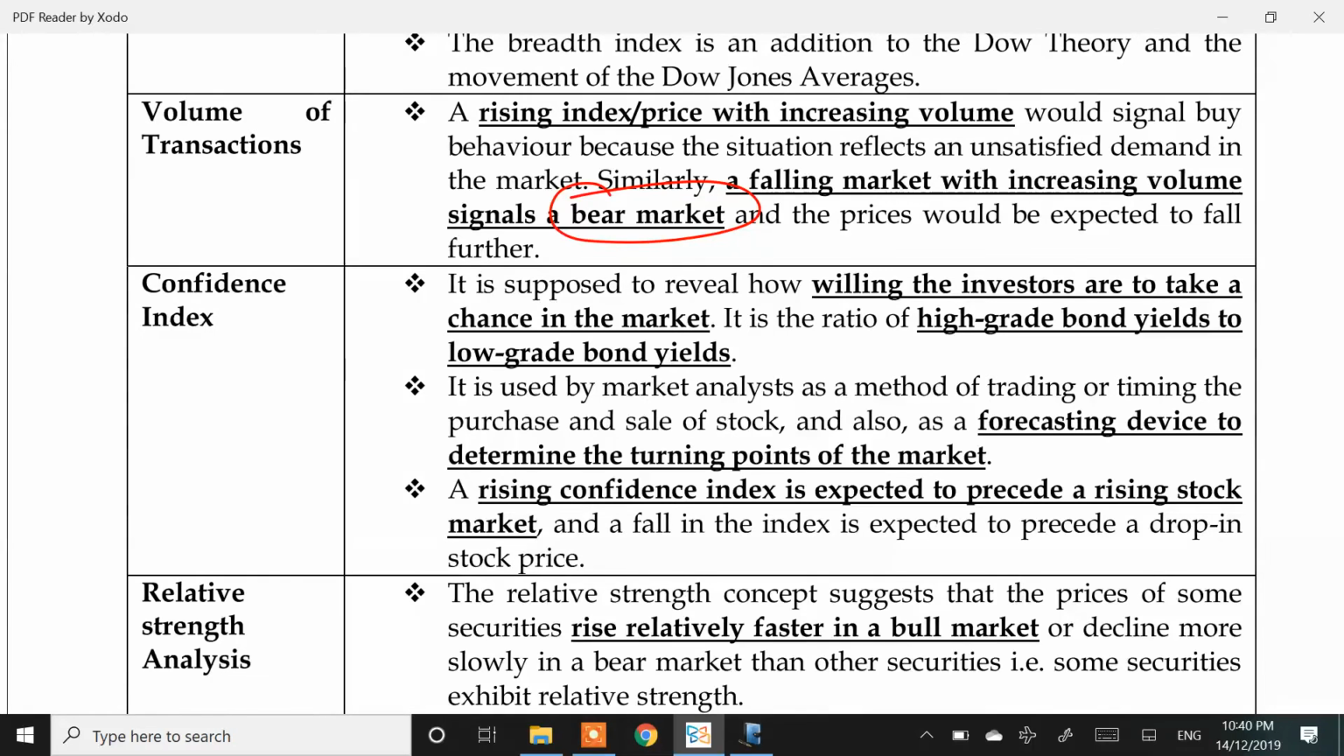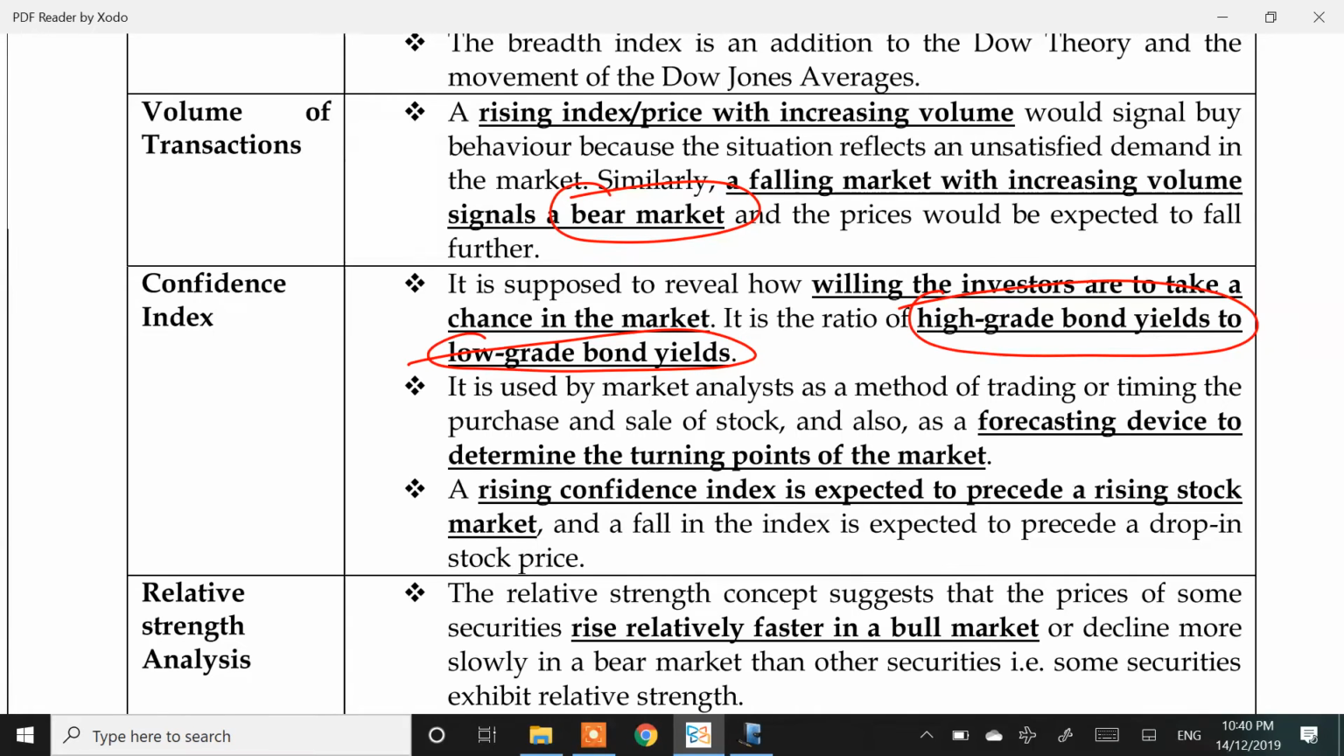This basically indicates how willing people are to take a risk in the market. So you try to calculate a ratio called high grade bond yields to low grade bond yields. Once you get this, you will be using this confidence index to understand whether the market is likely to move up or move down.